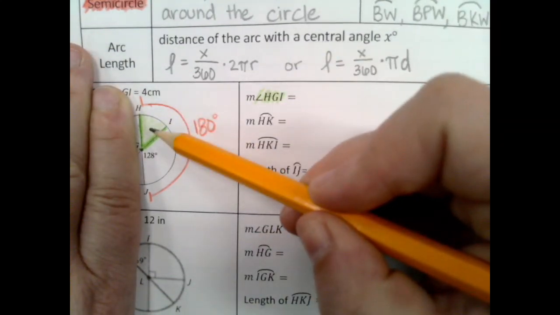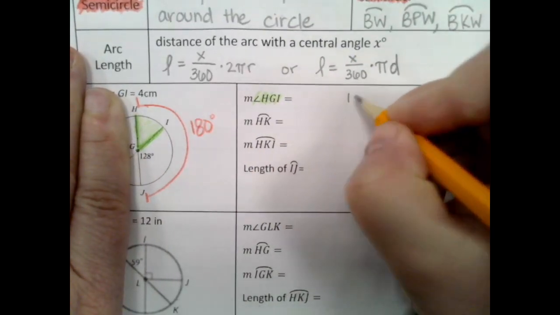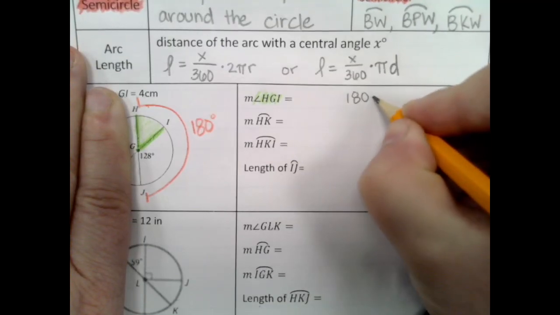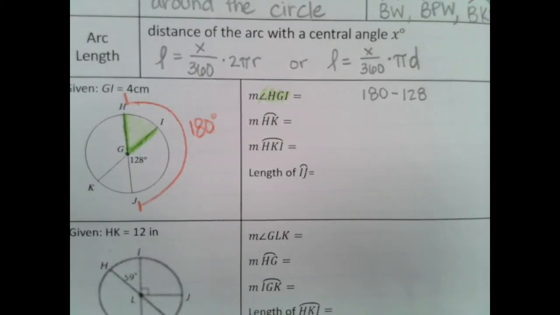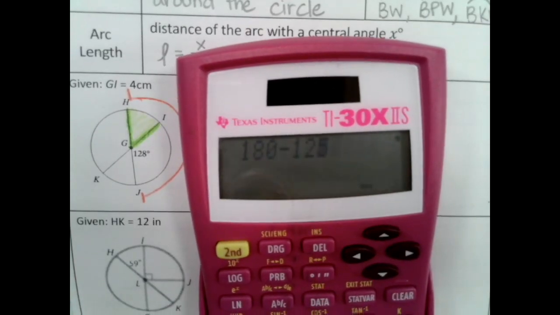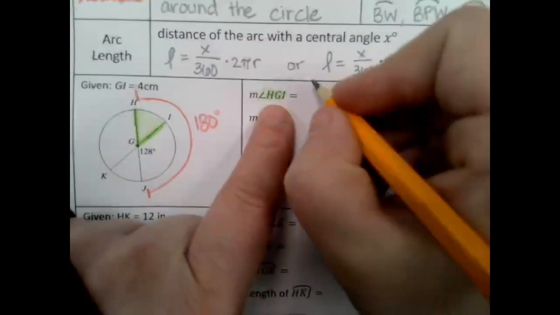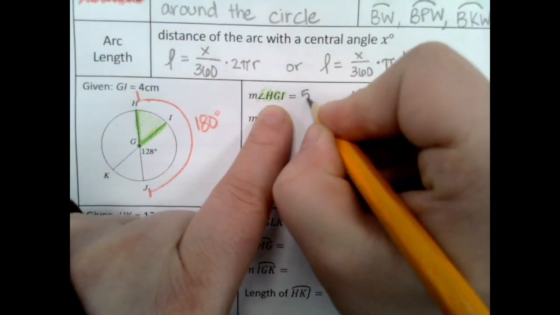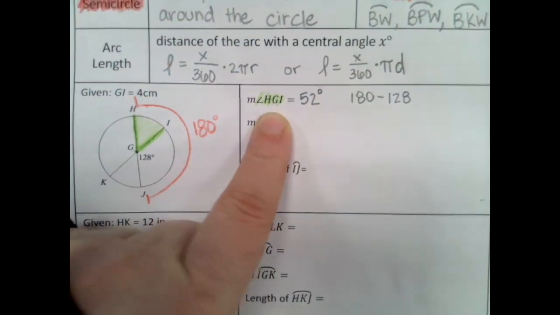If I know together they make 180, and one part is 128, how do I find the missing amount? Minus it. 180 minus 128. I'm going to use a handy dandy calculator because I left my phone at the desk. 180 minus 128, and we get 52. So angle HGI is 52. And remember, our measurement is always in degrees, that little circle.